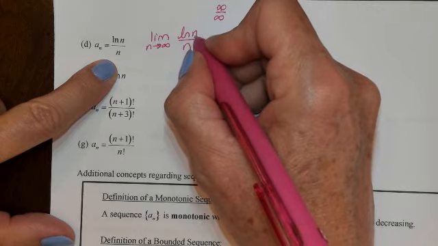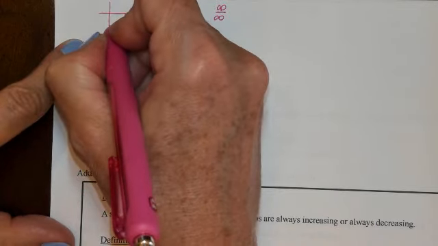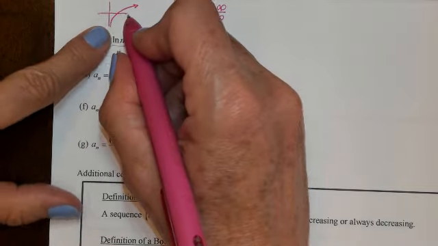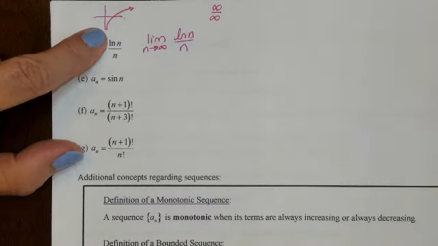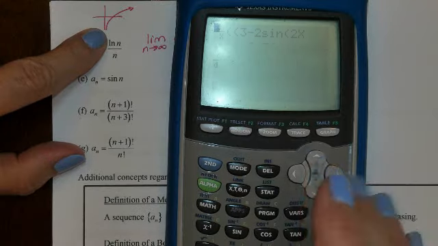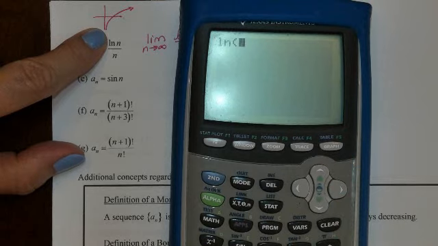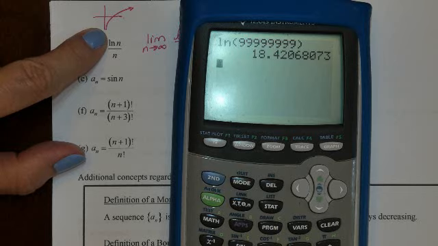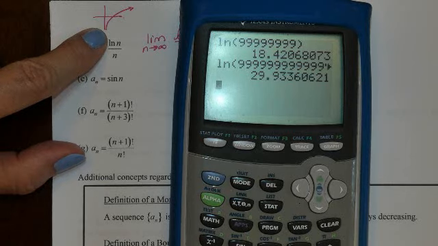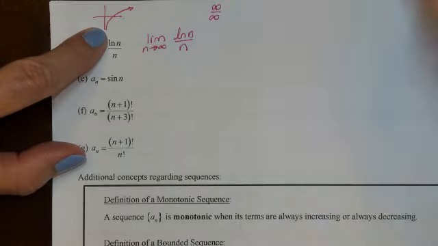Natural log n, the graph of natural log x, remember, does go to infinity, just very, very slowly. Do you remember back when we put in like a huge number for x in like natural log? What's natural log of this number? 18. Natural log of, let's get some more 9s in there, 29. It goes to infinity just very, very, very slowly. Okay? So, what does that mean?